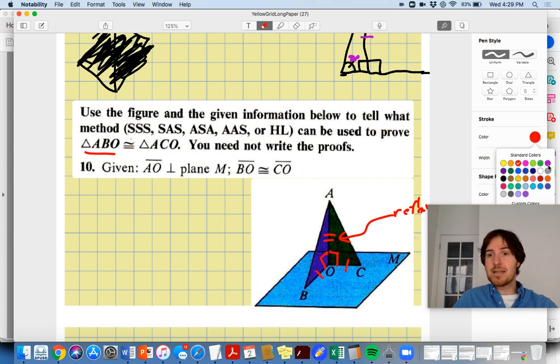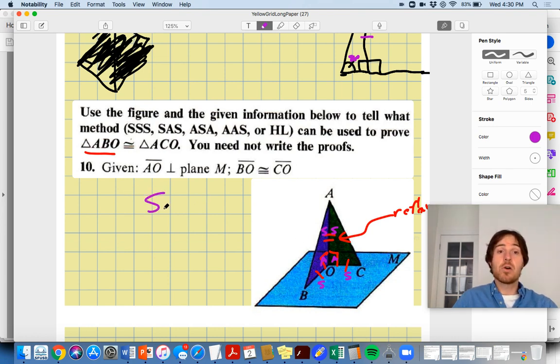So the thing that's going to get this triangle on the left congruent to this triangle on the right is a side. These two sides are congruent because they're the same thing. These two angles are congruent because they're both right angles. They both measure 90 degrees. And BO and CO are congruent because that's a given premise of this problem. So through an SAS correspondence, the two triangles are congruent to one another. My answer here is just going to be SAS. Simple as that. Nice and quick.